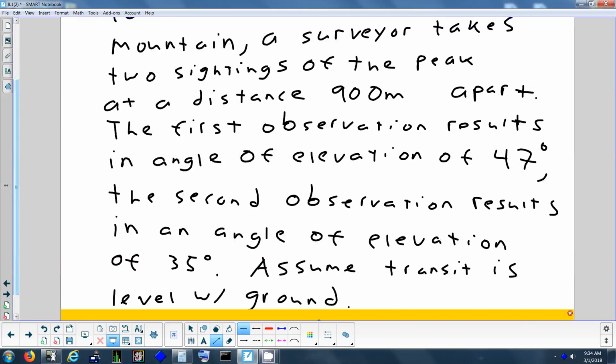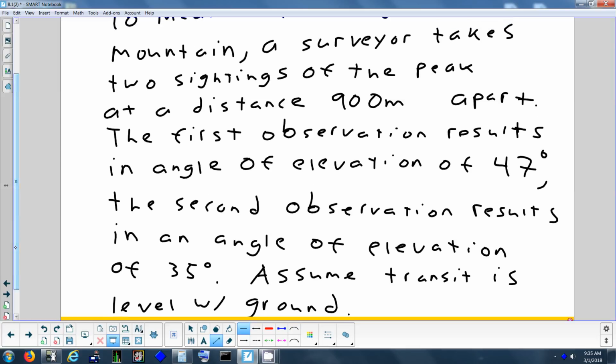Just to keep it a little bit simpler, we're going to assume that the tripod is level with the ground. For the purposes of measuring a mountain, that means you're going to be off by about 4 or 5 feet. Because normally you have to add in the height of the tripod to your calculation, because you're not measuring things from the ground, you're measuring things from the height of the tripod. But we'll ignore that.